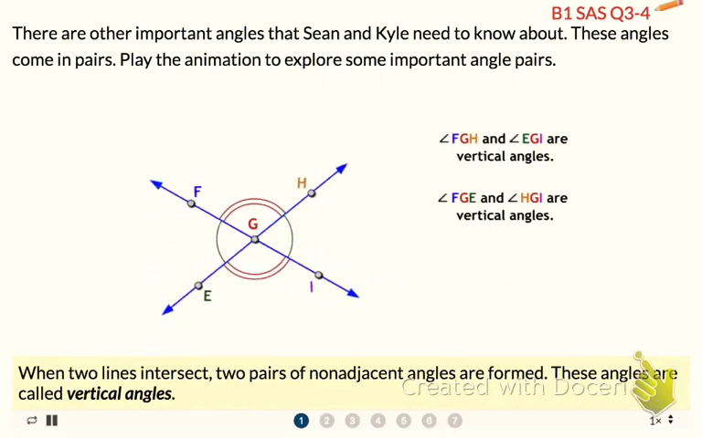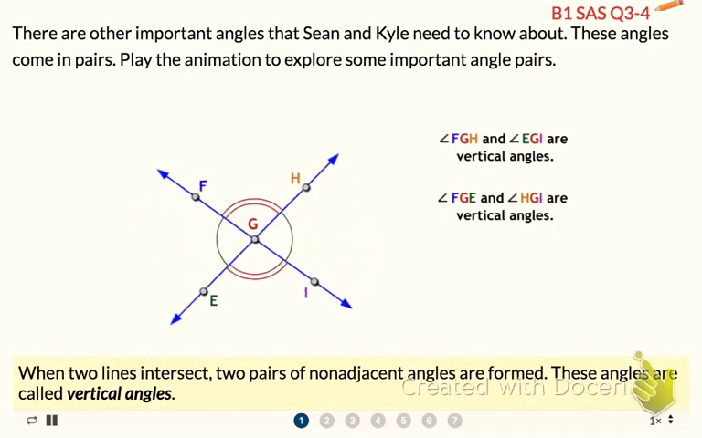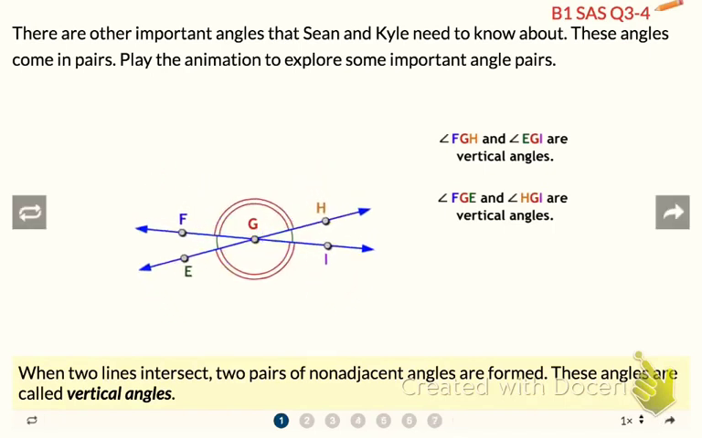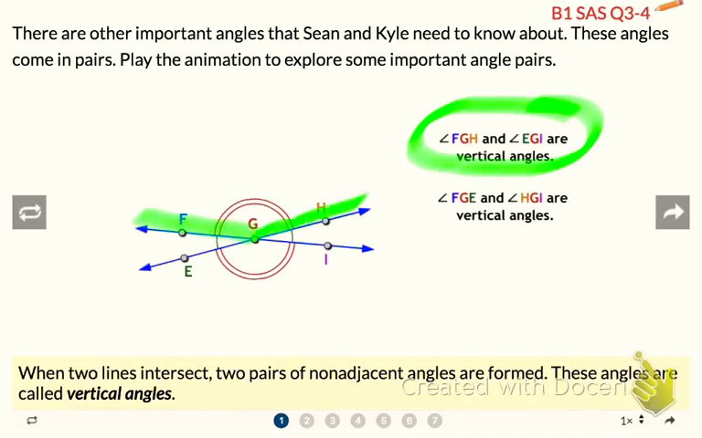So angle FGH and EGI are vertical angles, as well as off to the sides, FGE and HGI are vertical angles. So when two lines intersect, two pairs of non-adjacent angles are formed, and these angles are called vertical angles. So when we look at angle FGH, that is talking about F to G to H. That's talking about this angle up here. And they're saying that that angle is equal to EGI, which is this angle down here. So it's saying these two are equal to each other, which when you look at the picture, it appears that they look kind of like they would be.